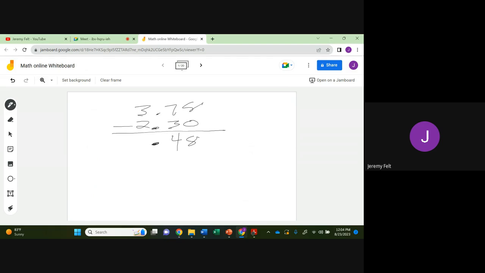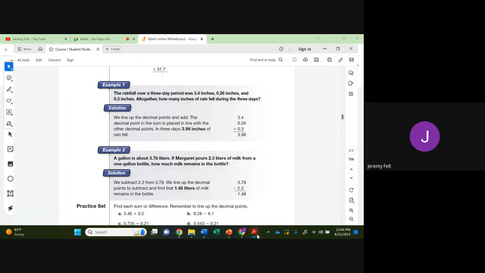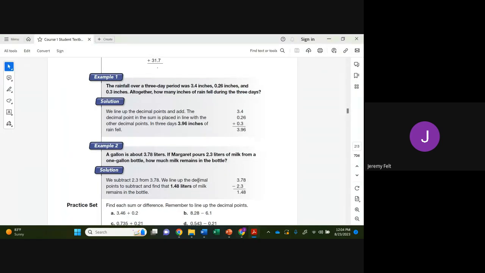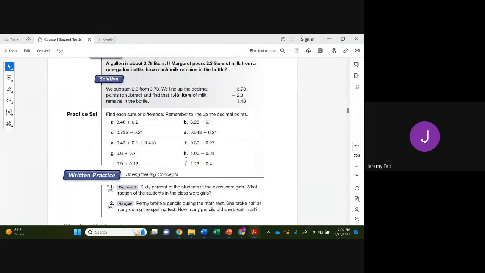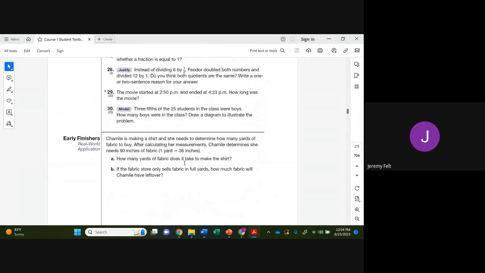And then 3 minus 2 is 1. So 1.48, and it was liters of milk remain. We'll practice that. We'll do a few of those in class.